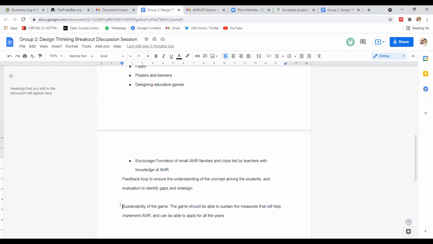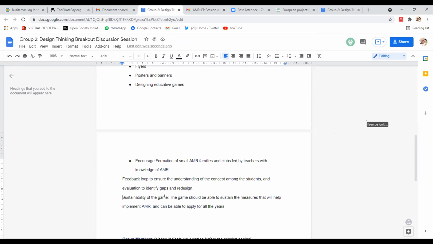And then lastly, we also want to ensure sustainability. Here I say sustainability of the game, but it could be sustainability of the approach. We can use different approaches, but ensure that this is something that is going to be recurring. Maybe every time we shall be having this game, and specifically the theme will be about antimicrobial resistance. So the game should be able to sustain the measures that we have to implement antimicrobial resistance and be able to apply for all the years.